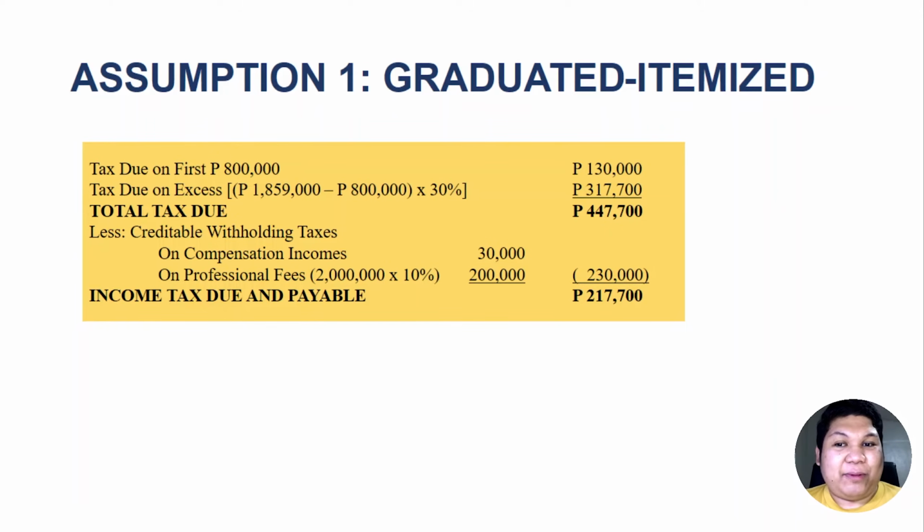Okay? That's how you compute income tax due for a taxpayer who is a mixed income earner, assuming that he has chosen to subject all his incomes to graduated rates and to use the itemized deduction.